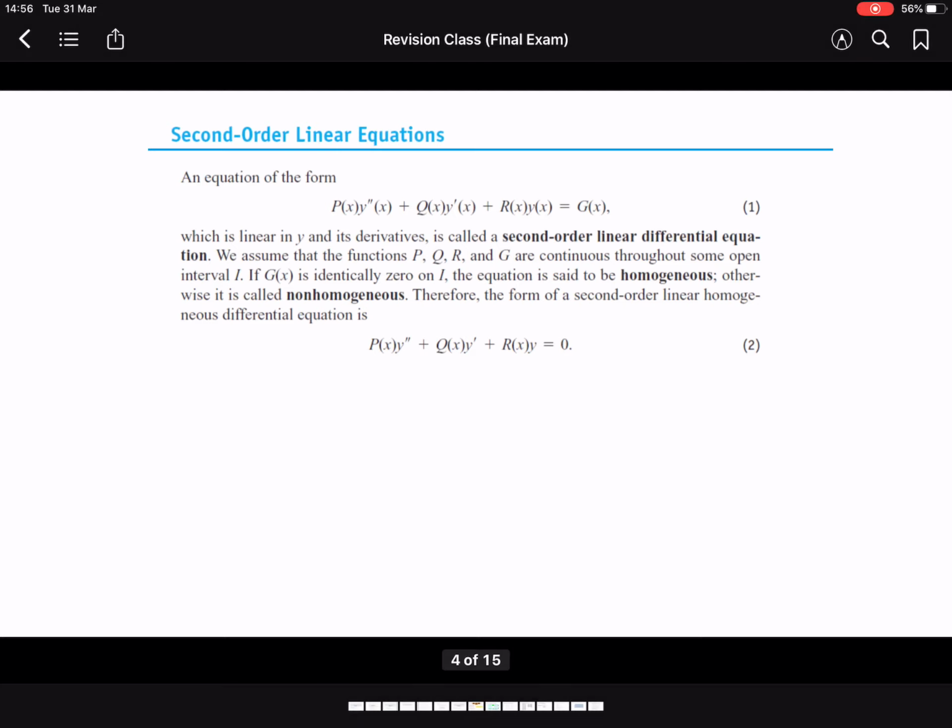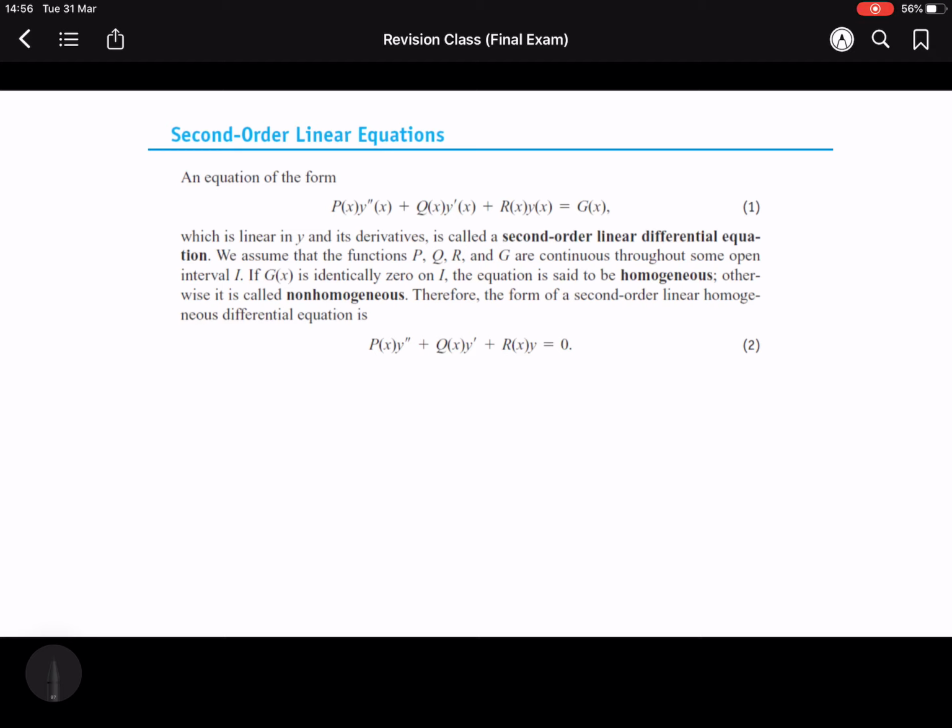So here, in this case, when you have the second order linear equations and your right hand side of the equations is equal to some g(x) function, we describe that kind of equation as a non-homogeneous equation. However, if your g(x) is equal to 0, like in the second explanation here, you can describe that kind of equation as a homogeneous equation, right?